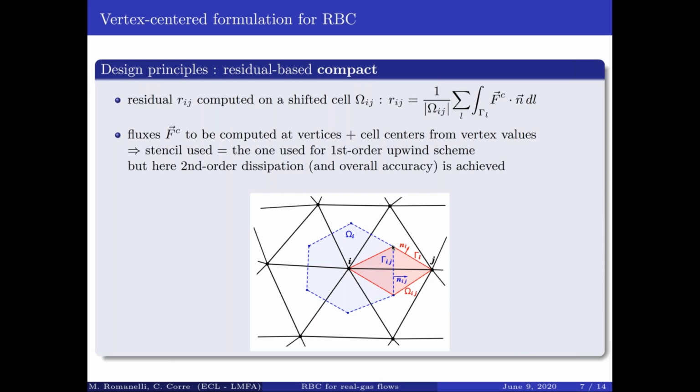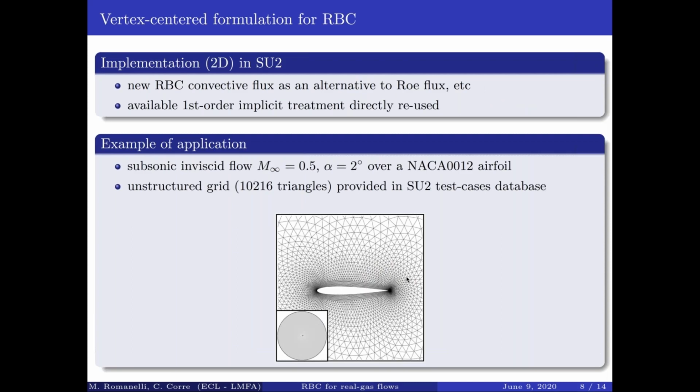But for this, you can have a sufficiently accurate estimate using only values at the black dots here, which means that eventually you achieve second order dissipation on a stencil which is actually the one that you would be using for a first order Roe scheme, for instance, or first order approximate Riemann solver. So this is why we call it residual-based and compact. We have implemented the scheme in SU2, for the time being only in 2D. So you can already guess what will be the future work.